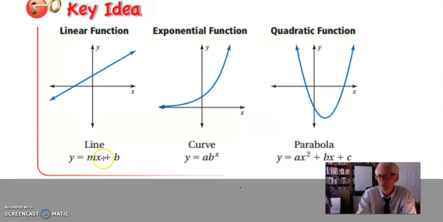Linear, y equals mx plus b. You know that. Exponential, a little bit newer for you this year, but it's y equals a times b raised to the x power. And the quadratic is what we're working on right now. So what we want you to do is be able to identify which function is which from a table.